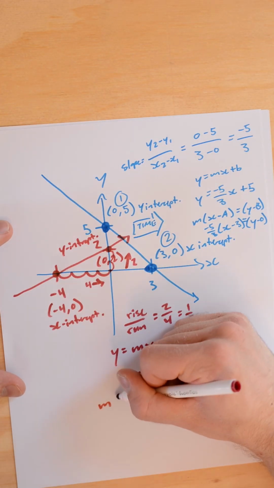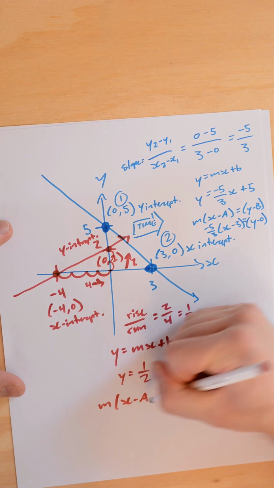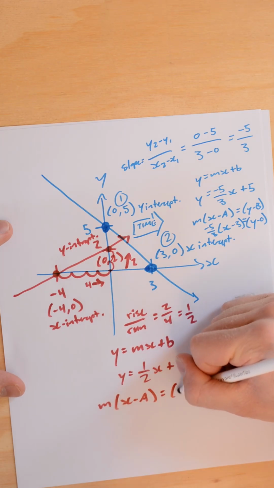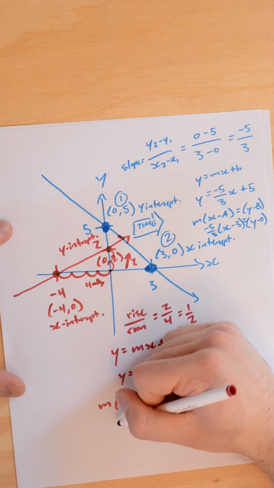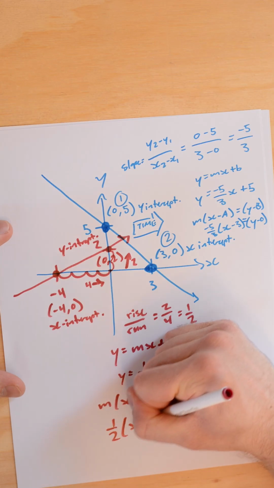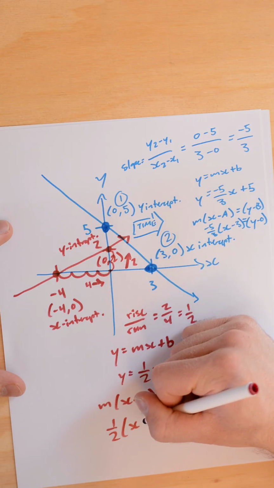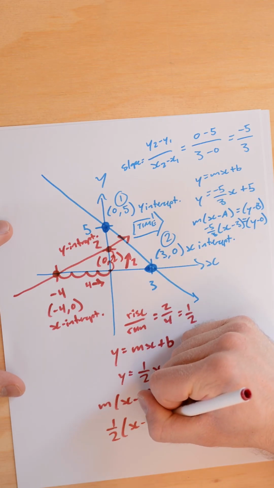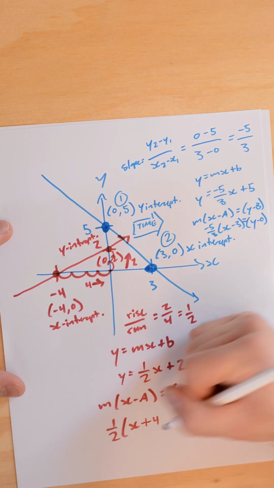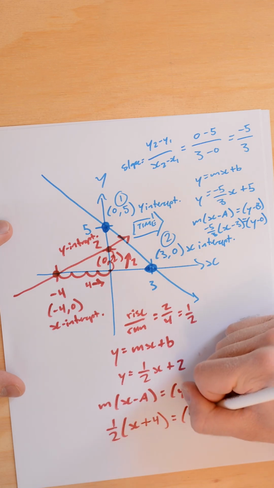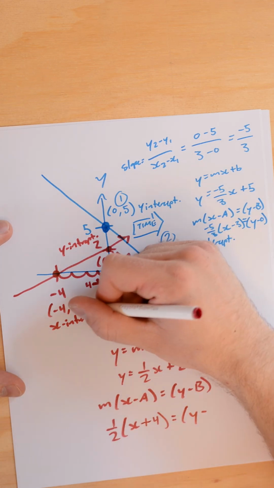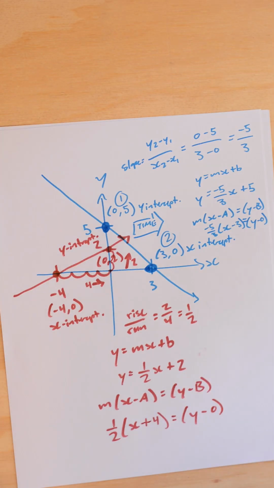Or again, I could say, let's do slope point form. Slope point form would be 1/2 is my slope, x minus, let's use the x-intercept as our point again. x minus negative 4 turns into x plus 4, and it equals y minus, well, y is 0 at that point, so y minus 0 would be a slope point form example. So there are 2 examples of how to describe a line in either slope y-intercept form or slope point form.